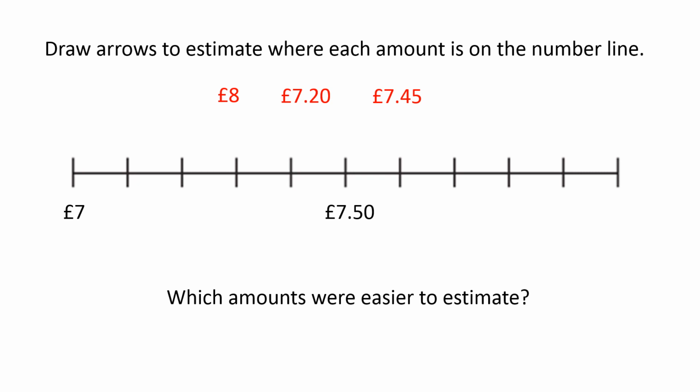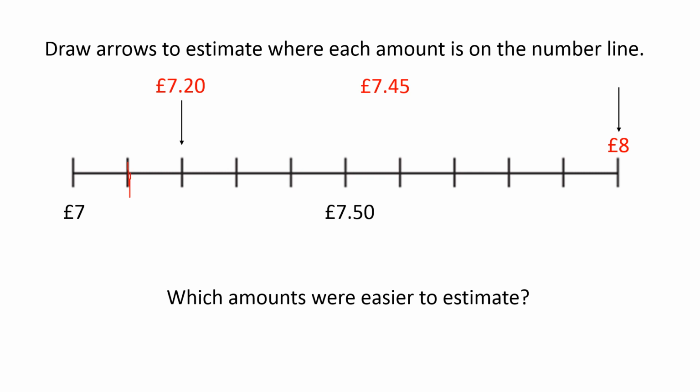Now I want you to pause this section, try this yourself, draw arrows to estimate where each amount is on the number line and which amounts were easier for you to estimate. So have a think. Great, now let's go through this together. So this number line was divided into 10 equal parts. We have £7, £7.10, £7.20 would go over here. And £8, so if we keep on going, we are going to reach £7.50, £7.60, £7.70, £7.80, £7.90, and £8. So hopefully with your number line, you labeled each interval to make it easier for you.